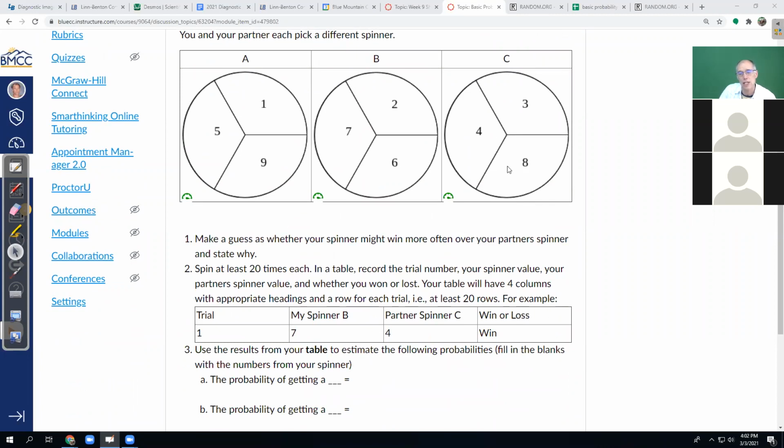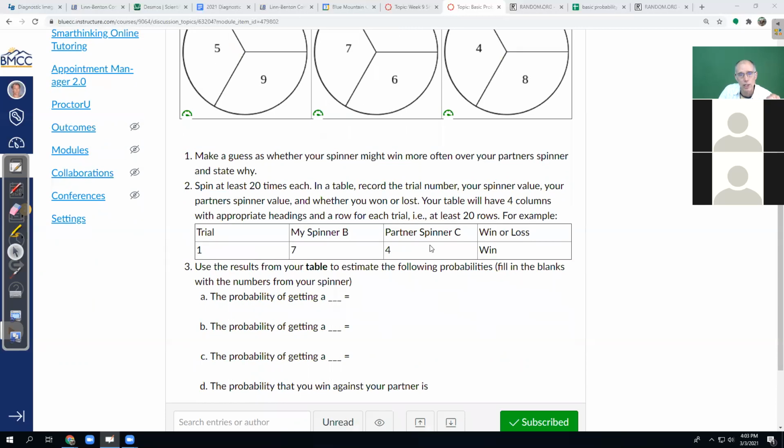Once you figure out a way to fairly generate these 1, 5, or 9, or 2, 6, or 7, or 3, 4, and 8, you and your partner have to agree that whatever method each of you chooses, you're just as likely to get a 3 or a 4 or an 8. Right? We have to believe that each has an equally likely outcome. Otherwise, this experiment won't work quite right. And then we have to do at least 20 trials, record it in a table, and then we'll see where we are. Questions before we head out?